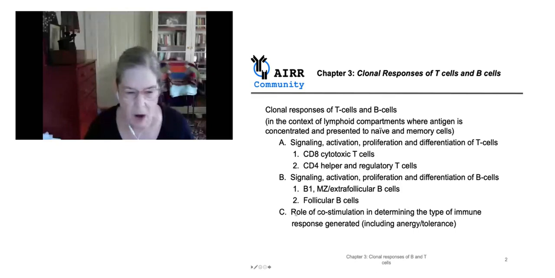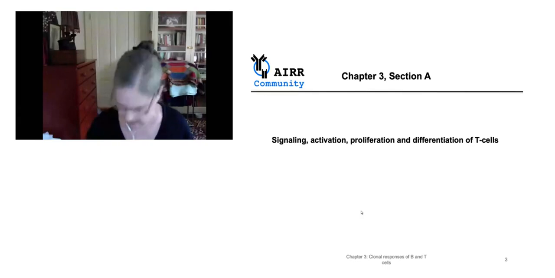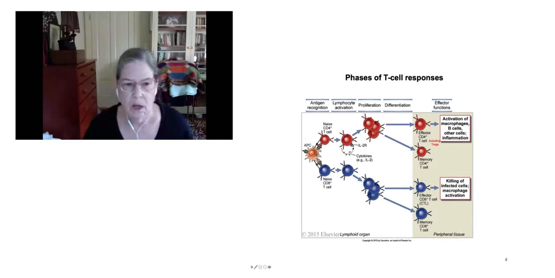Okay, but the point is that I'll be talking about signaling and all that through these adaptive immune receptors, and also how co-stimulation is absolutely necessary. Otherwise, if you don't have co-stimulation, you can create tolerance, essentially. Okay, so I'm going to start with T cell responses because they're the coolest when it comes to this stuff.